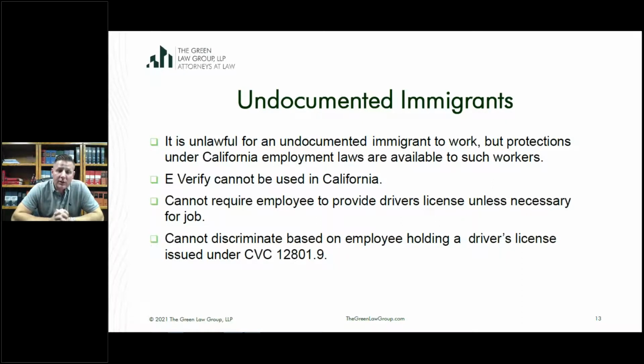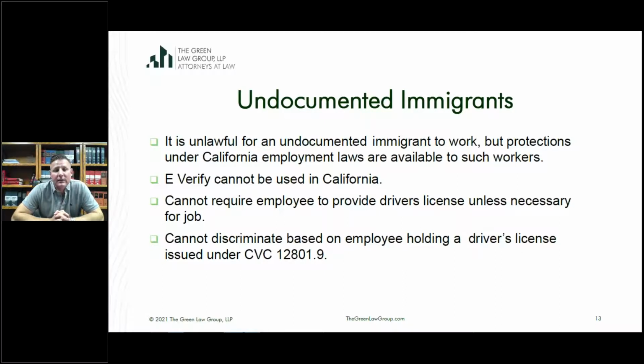Now, a couple of years ago, California changed the law and started issuing driver's licenses to undocumented immigrants. The driver's license identifies on it that it doesn't provide eligibility. It's not proof of eligibility to work in the United States, but they will have a driver's license.